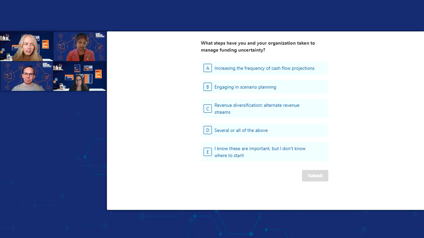But on that note, we're curious, what steps have you and your organization taken to manage this funding uncertainty? So is it maybe engaging in scenario planning, revenue diversification, increasing the frequency of those cash flow projections? Have you tried all of those?